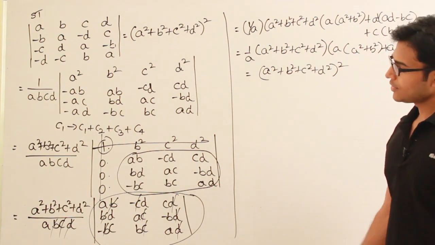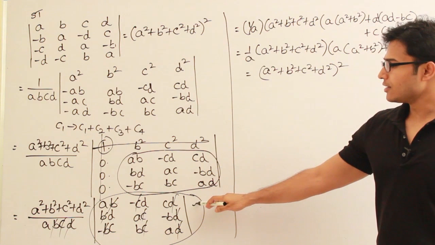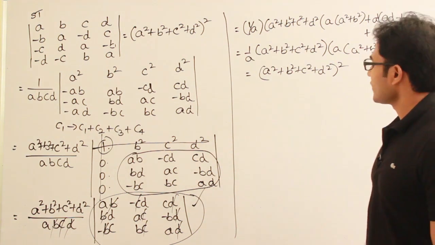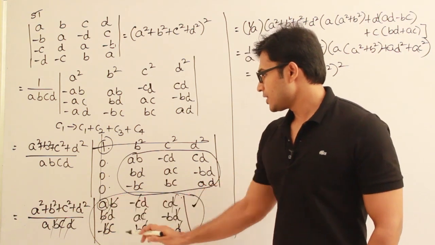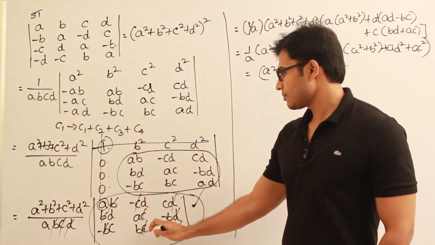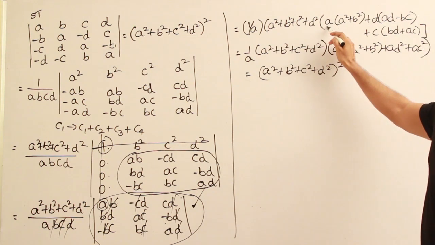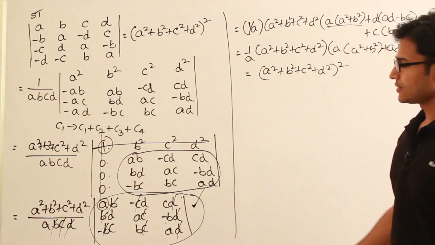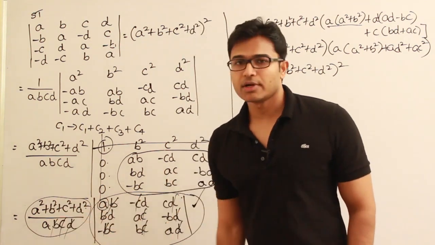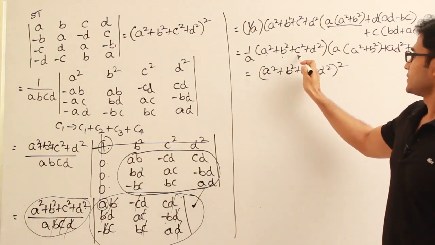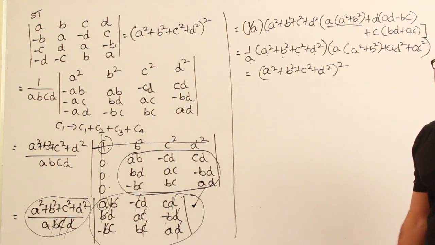So what I am trying to do is directly expand the determinant across the first row. Now when I expand the determinant across the first row, here it is A multiplied with A square plus B square. See, outside there is A square plus B square plus C square plus D square divided by A, right?